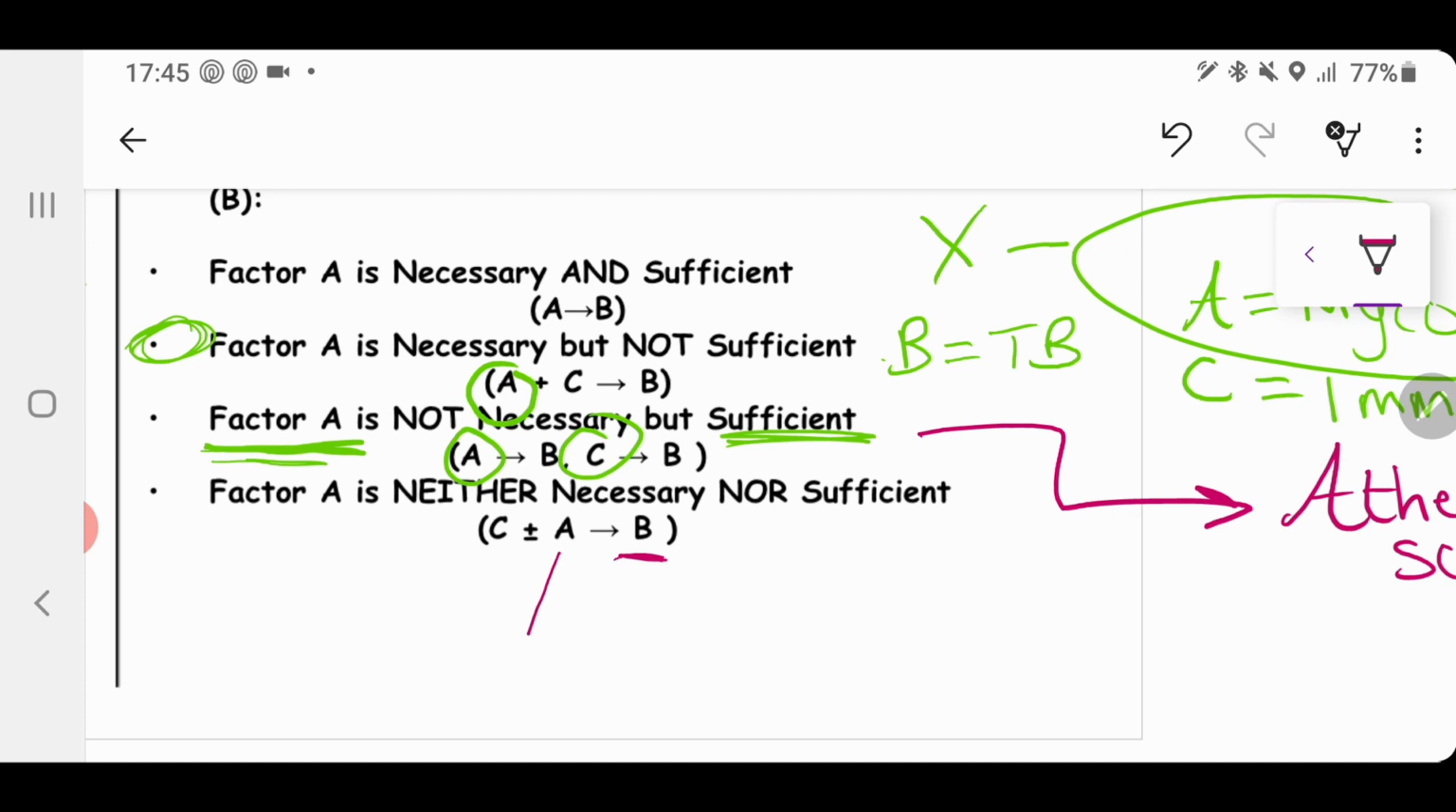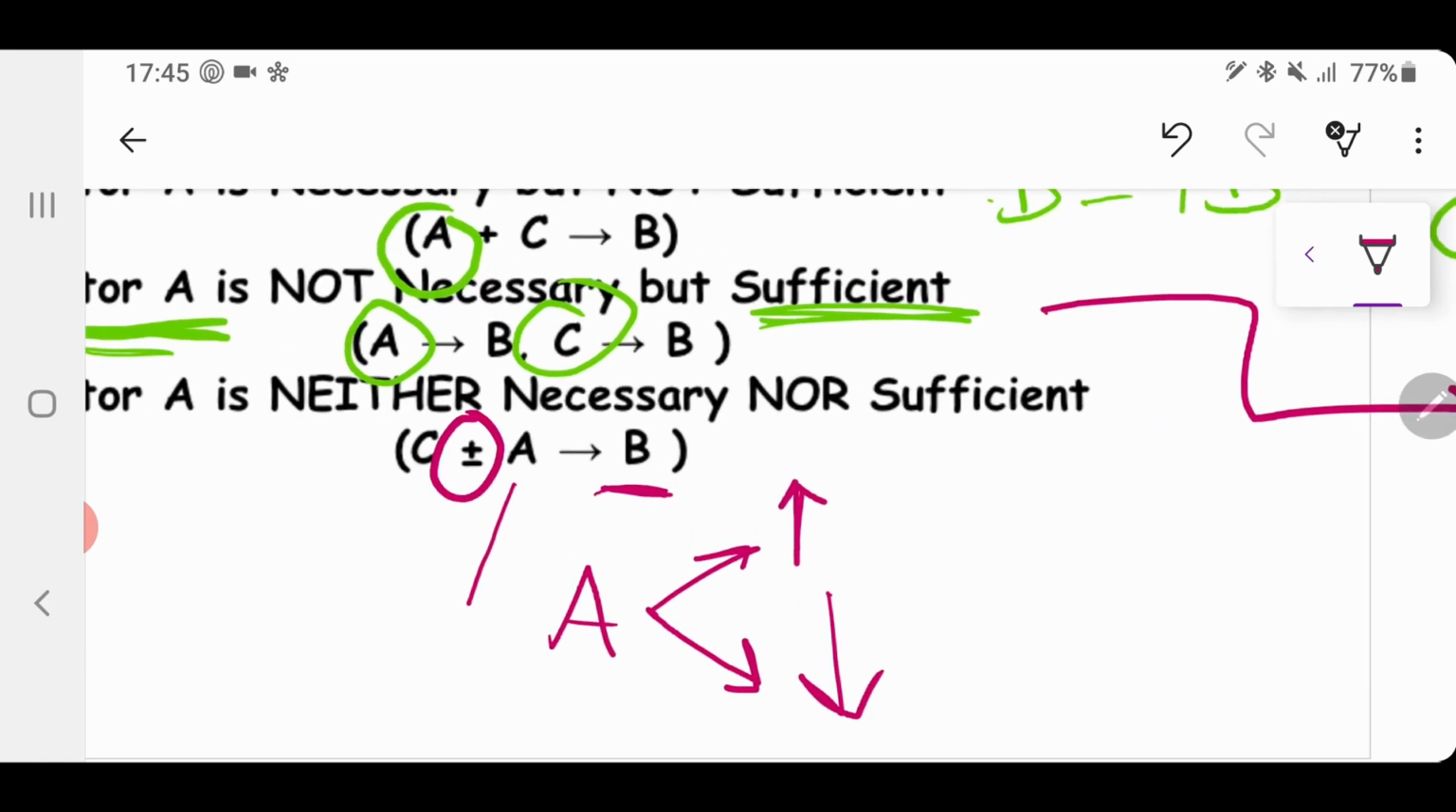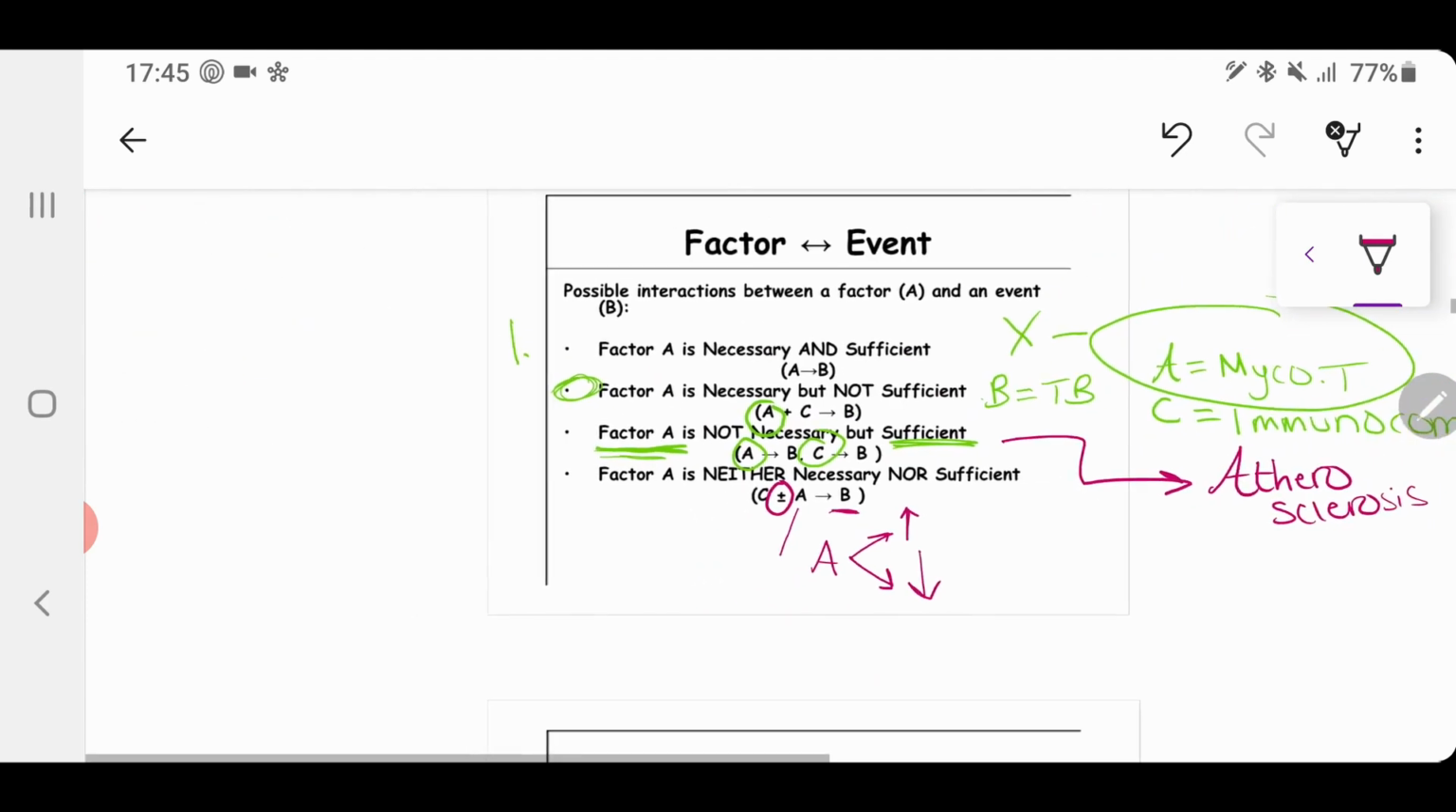Now, what I've put down in my notes, A can increase or decrease getting B. So A can be a factor which increases the likelihood of getting B or decreases the likelihood of getting B. All right, so that's why you see positive and negative. A doesn't have to increase the likelihood, it can decrease it as well.